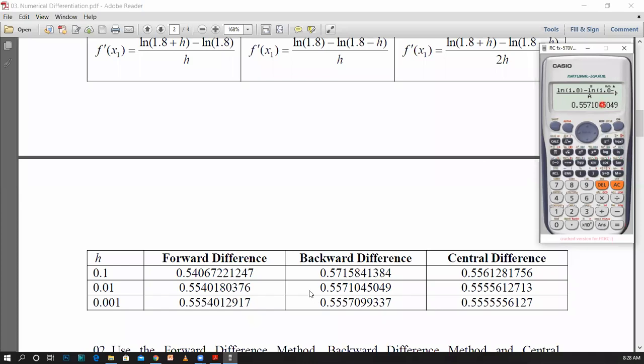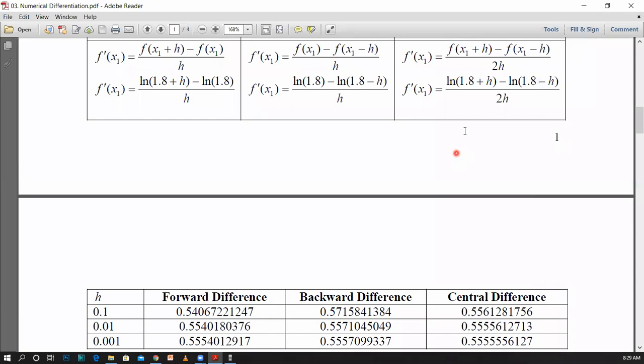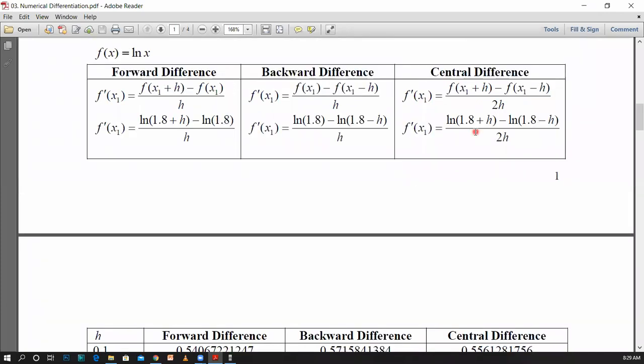Once you set that value, you can have the backward differencing. The value obtained using the backward differencing is 0.557104549. And now we have to set the value of a equal to 0.001. Then we can see that the answer we are obtaining is 0.55570993337. And these are the values that we have obtained for the backward differencing method, and then we will apply the central differencing method, and see what values we get for h equals 0.1, 0.01 and 0.001.